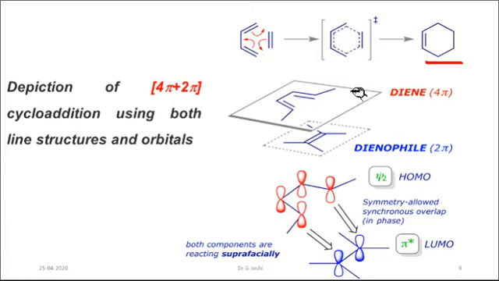Two depictions are shown here. One shows the line diagram, where this is a diene system and this is a dienophile system, and how they approach towards each other during cyclization. And second is the orbital interaction approach, which shows that the HOMO of diene and LUMO of dienophile will cyclize through a suprafacial manner and it is a symmetry allowed process. That's why the cyclization is highly favored.